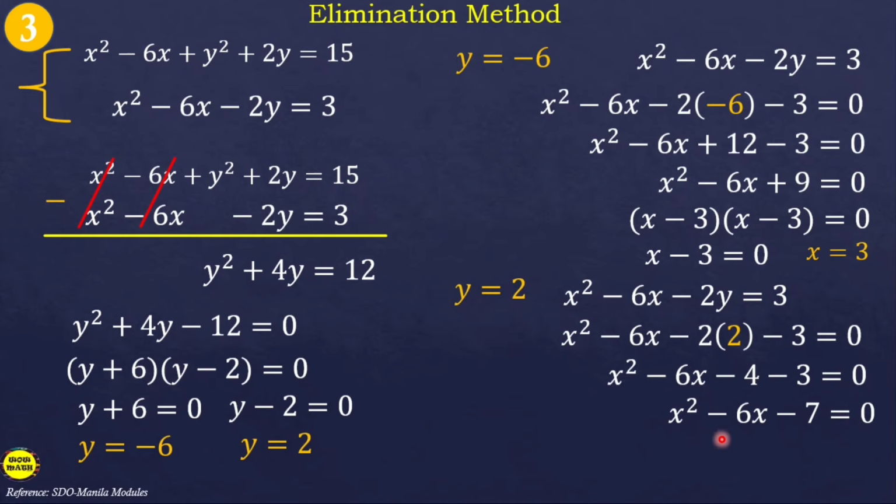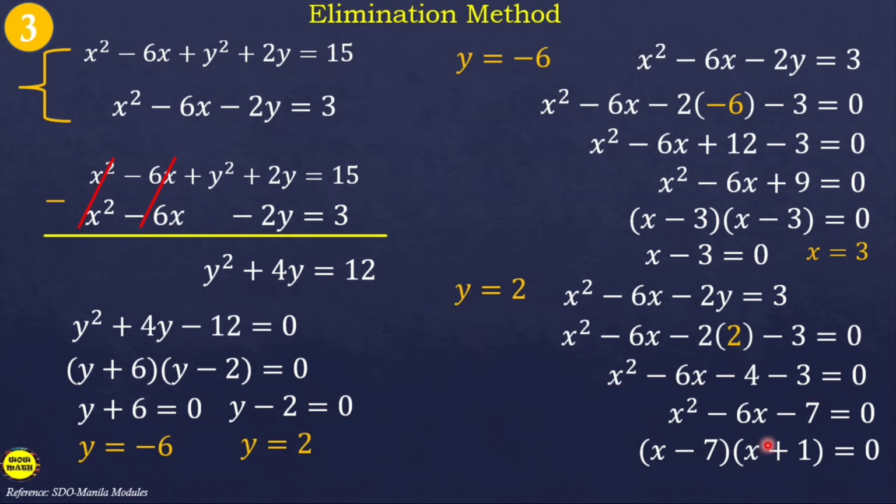So, pag pinactor natin ito, since negative yung nandito at negative yung nandyan, so magkaiba din yung sign. Okay? Yung isang factor, positive, yung isa negative. So, yung negative sign nasa mataas dapat na factor. So, ano yung factor ni 7 na kapag inadd natin, makukuha natin negative 6, at kapag minultiply natin, makukuha natin negative 7. Anong factor ni 7? 7 and 1. Okay? So, x minus 7 times x plus 1 is equal to 0.